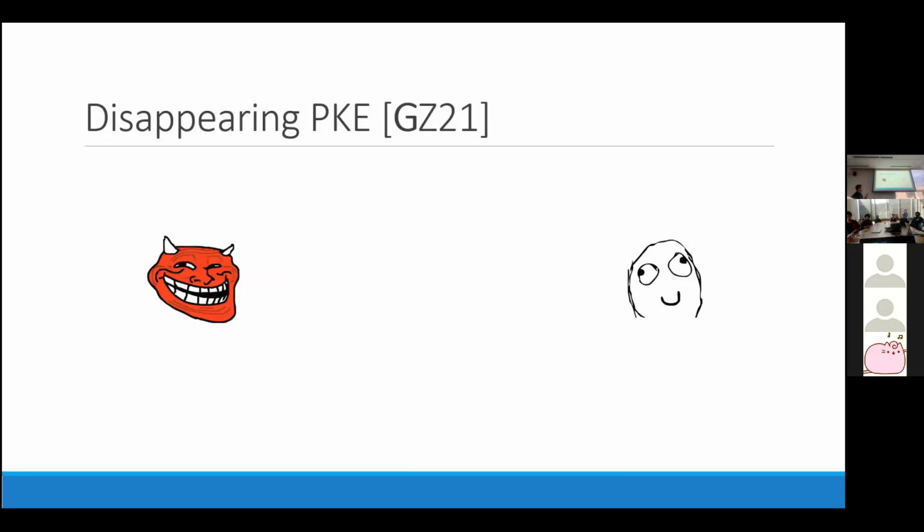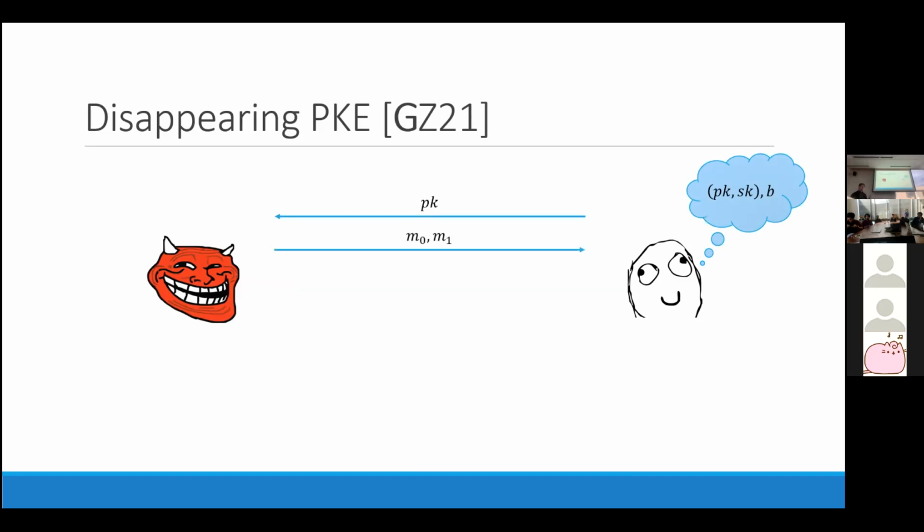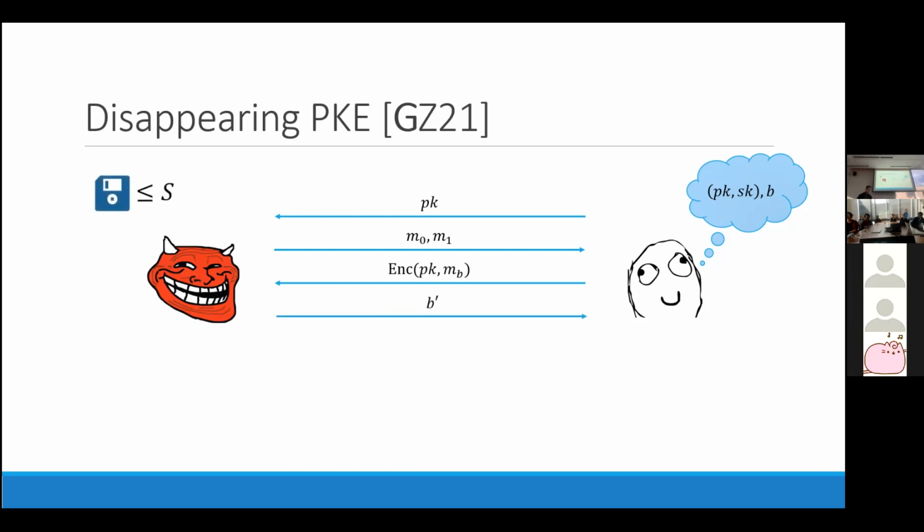So here is a plain PKE security definition. You can imagine Bob samples a public key secret key pair together with a challenge bit B, and he sends the public key over to the adversary. The adversary sends over challenge messages M0 and M1, and the challenger is going to encrypt one of them according to the challenge bit B. At the end, the adversary needs to make a guess for the bit B, and the adversary succeeds if the guess is correct.